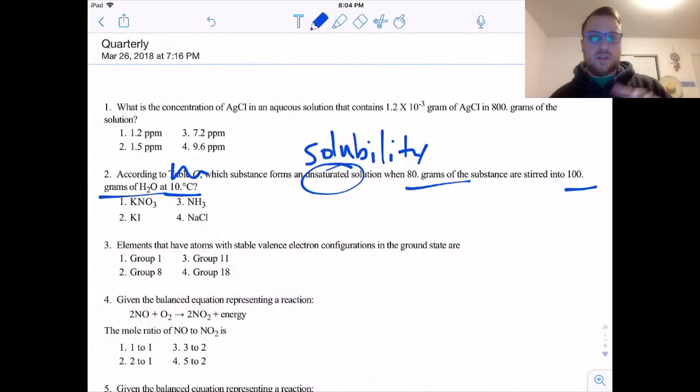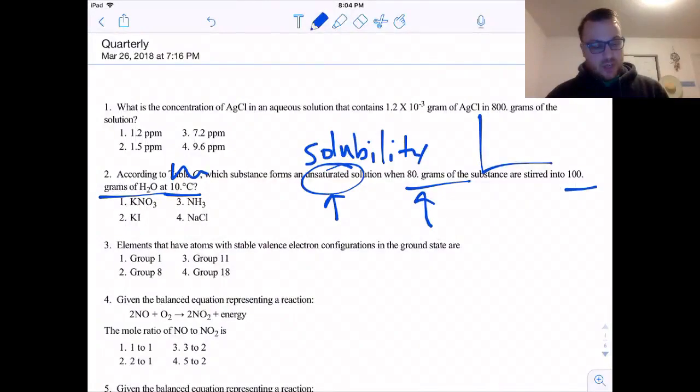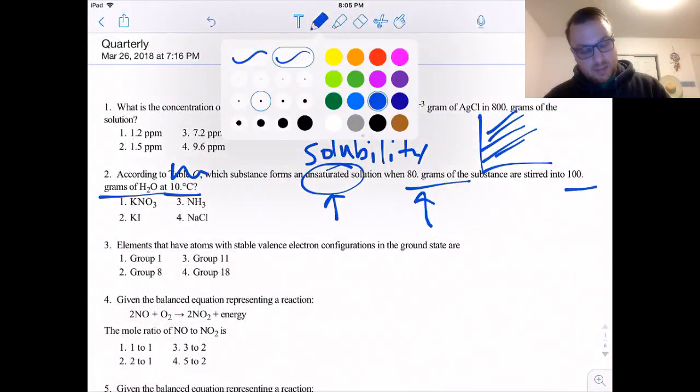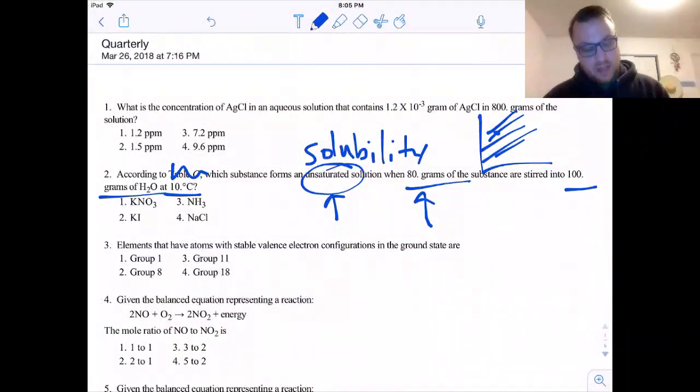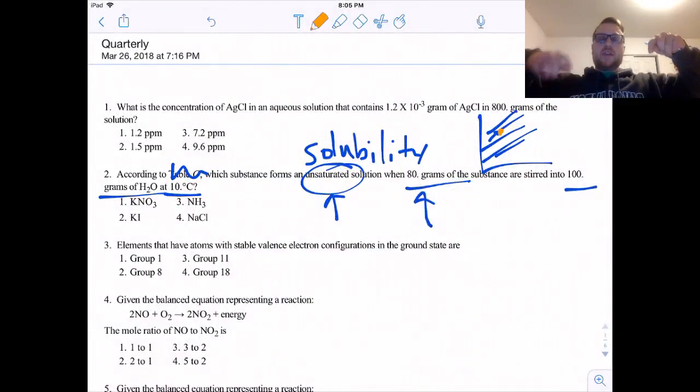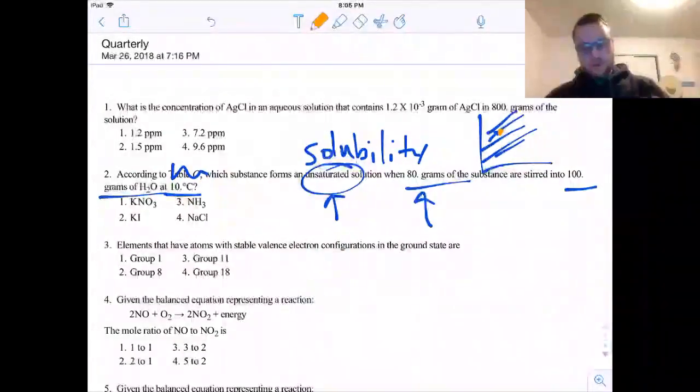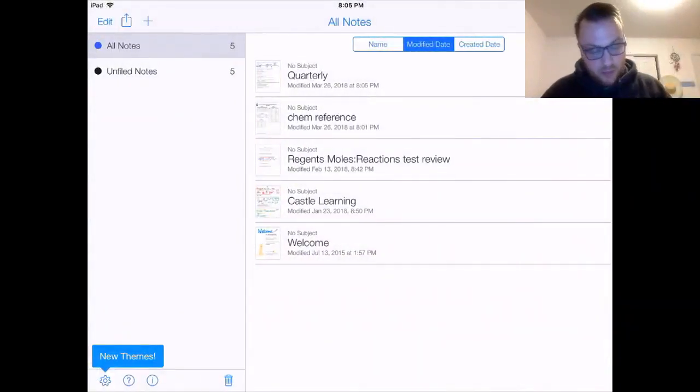So what's our substance? We don't know the substance, we're trying to figure that out. We want unsaturated, so we want this 80 grams to be under the line. When we go to table G, we should see a bunch of lines, and then the 80 grams needs to be below one of these lines. People are doing this backwards again, where they're comparing the line. Let's just do this at table G. So we got 10 degrees, 80 grams. So here's 10 degrees.